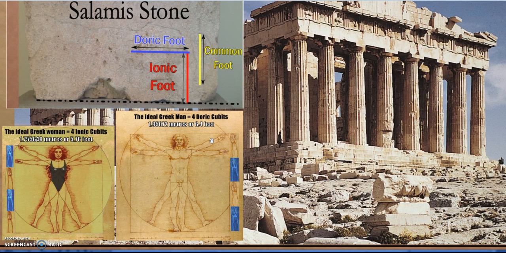The actual foot of the human does not relate to the cubit. It's a breakdown of units of measures of the human body related especially to the hand and the arm, not to the foot itself. But the ideal Greek woman, 4 Ionic cubits, 5.76 feet. The ideal Greek man, 6.4 feet. Those are both in modern English units, which just happens to be the common foot as described on the Salama stone at least 500 BC.